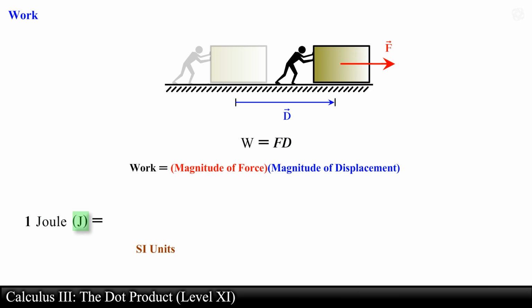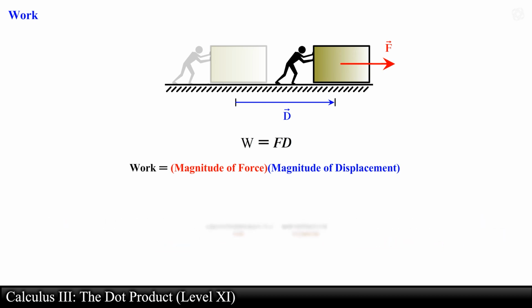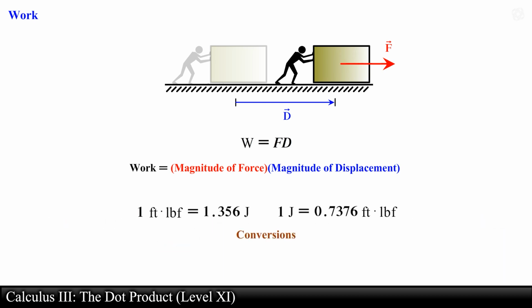Since we are multiplying a force measured in newtons and then multiplying by a distance measured in meters, it follows that 1 joule is equal to 1 newton times meter. In the US customary system, the unit of force is the pound force, and the unit of distance is the foot. So the unit of work is the foot-pound. We can convert from one system to another by using the following conversions.